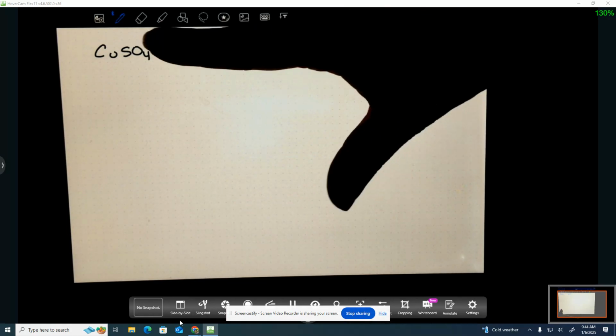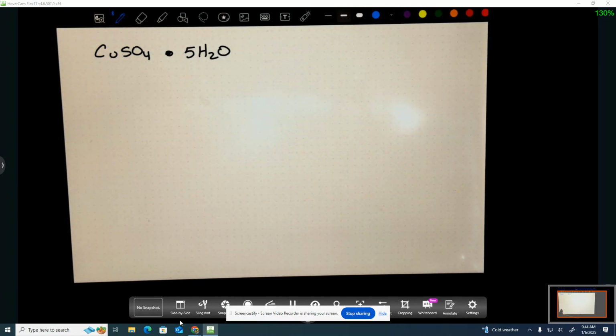First off, what is that, CuSO4? What kind of copper sulfate? Copper 2 sulfate.